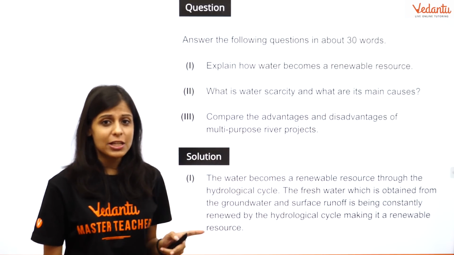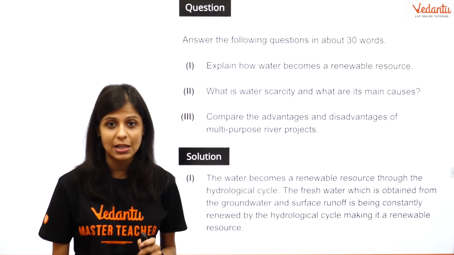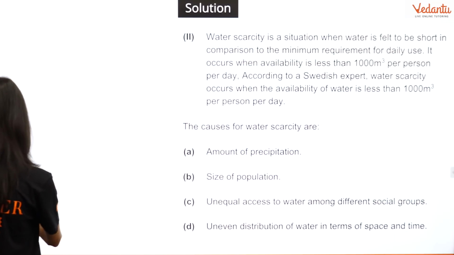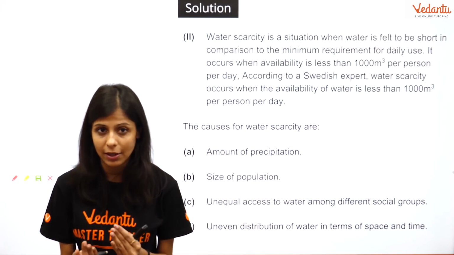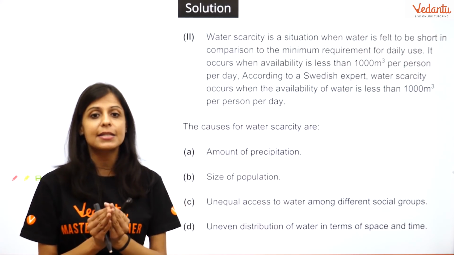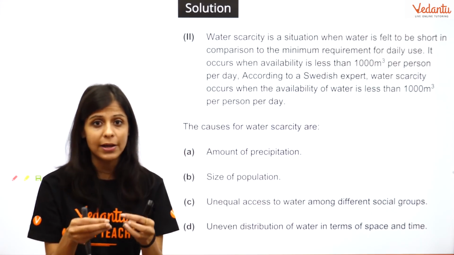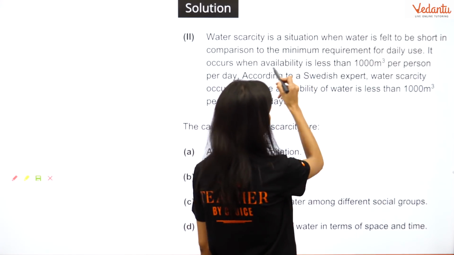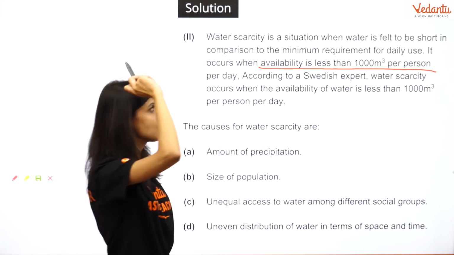The very next question is, what is water scarcity? There's a Swedish expert who has explained what is defined by water scarcity and what are its main causes. So you have to make a note that you mention that person. It's a situation, let me put it across: water scarcity is a situation when there is a shortage of water, the minimum requirement is not fulfilled. That is when the water availability is less than 1000 meter cube per person per day.